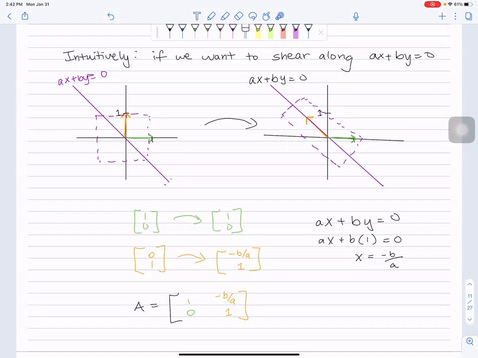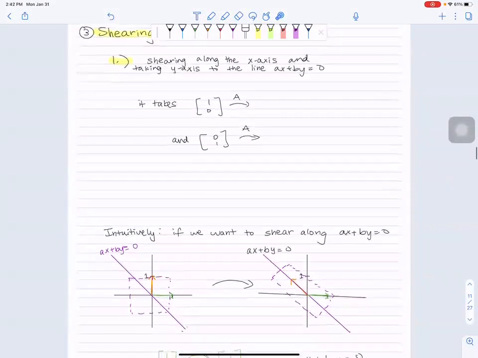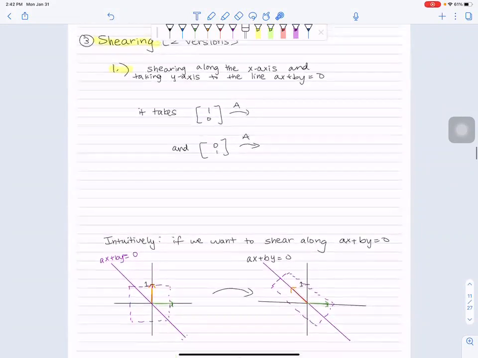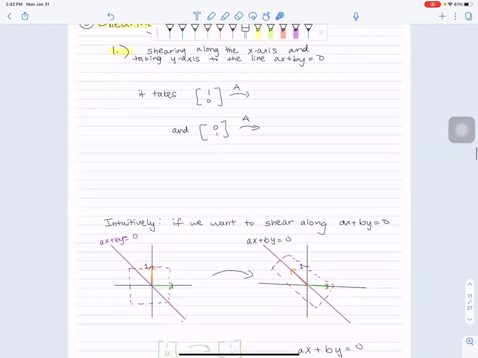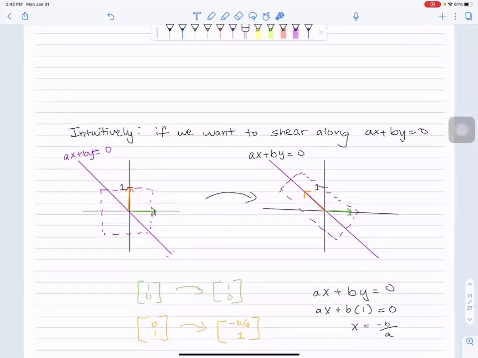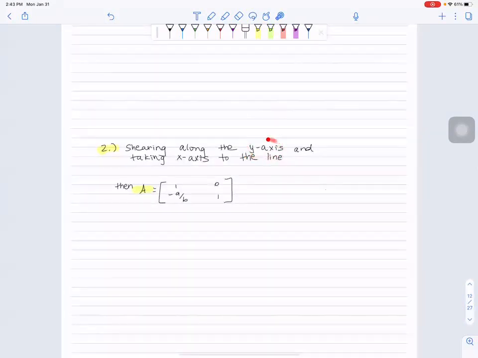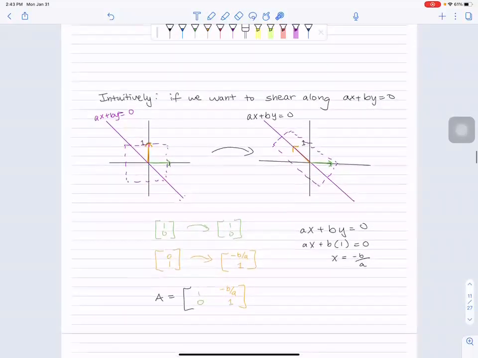So in this version we're shearing along the x-axis and taking the y-axis to some line. The x-axis we keep the same, and we're just shearing the y-axis. This is the first version. The second version is where you're shearing along the y-axis and taking the x-axis to the line. So in this second version, your y-axis would stay 0, 1, and then your x-axis would change. So shearing is like shearing one of the axes to move.